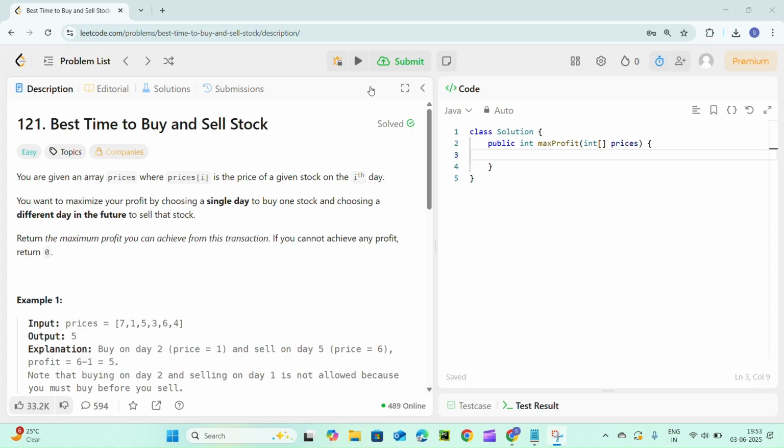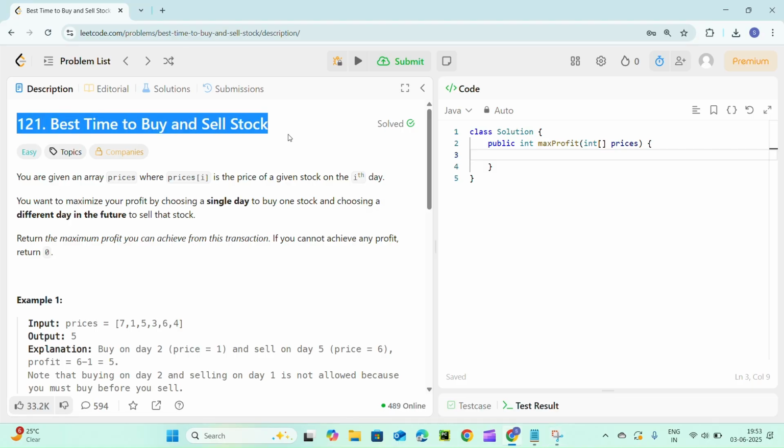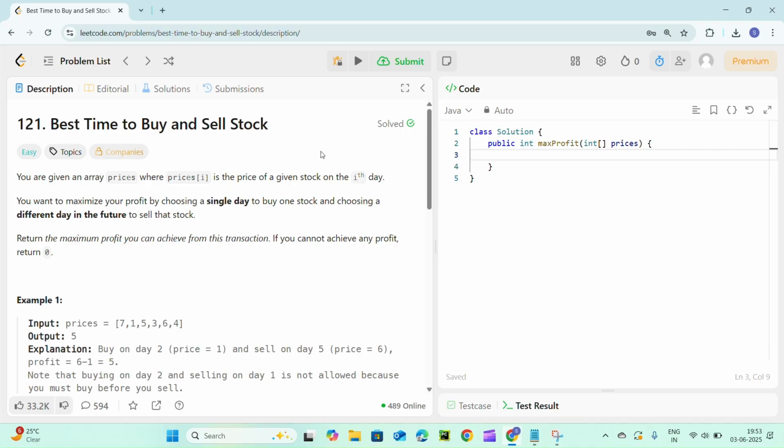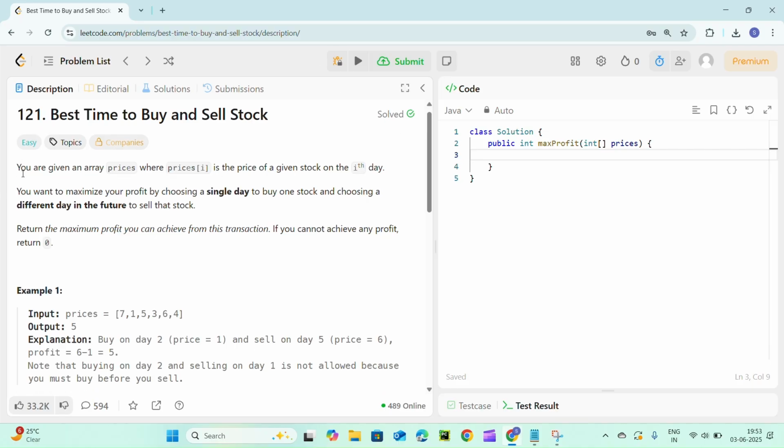In today's video, I am going to explain one more question in our LeetCode series, that is question number 121, Best Time to Buy and Sell Stock. Let's get into the question to understand it more.